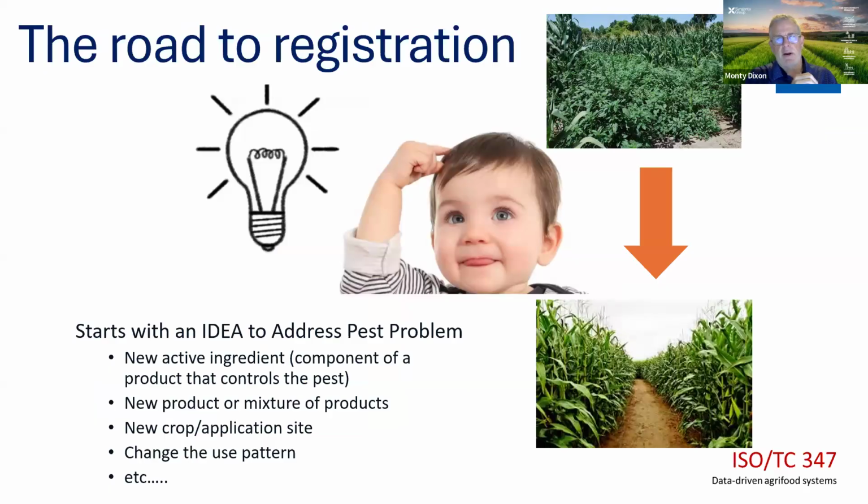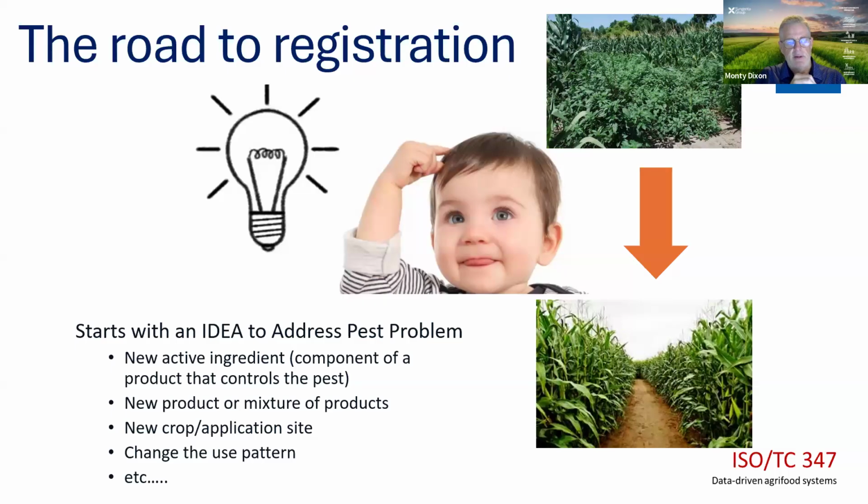So when we think about how a product comes to market, it really starts with a problem. There is some weed problem, some pest pressure that's creating a need to come up with a solution. And that solution starts with an idea. The idea may be a new active ingredient. And just for definitional purposes, an active ingredient is the part of a pesticide that controls the pest. So if you have a product formulation, it may have many components in it, but the one that's attributed to causing the actual control of the pest is what's referred to as the active ingredient.